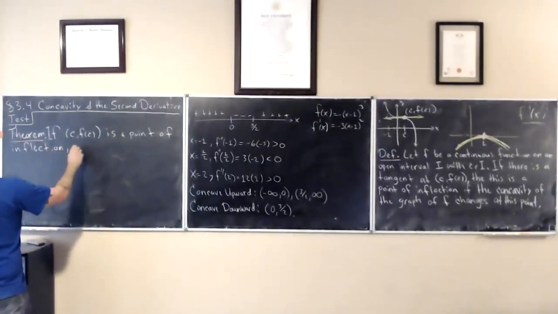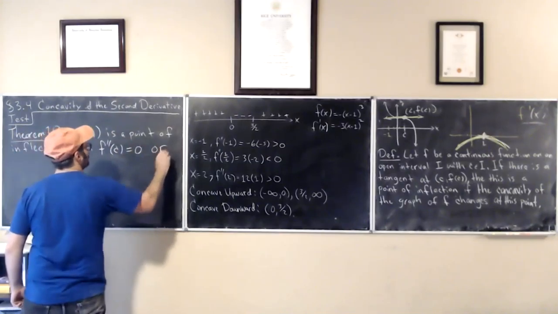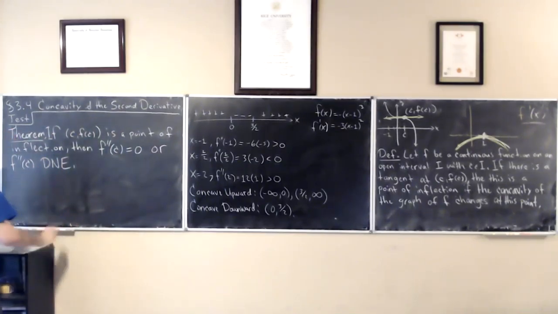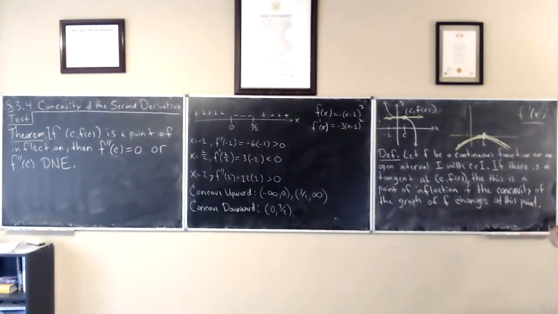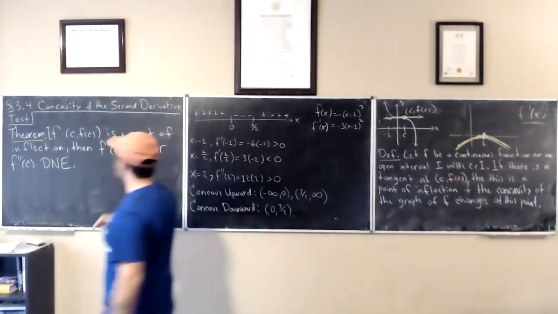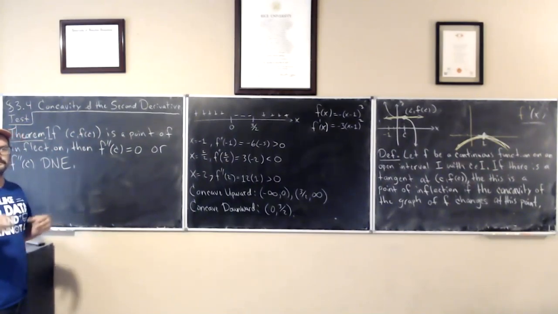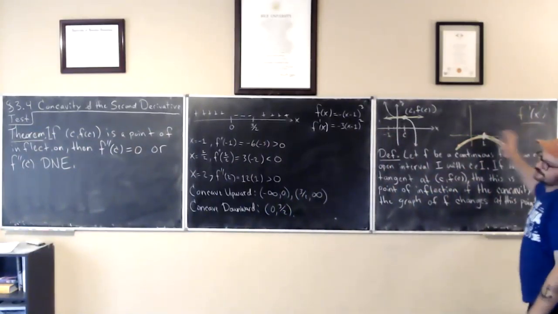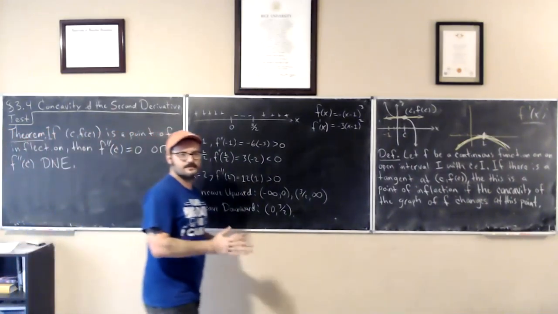We have the following addition. Then f double prime of c is equal to zero, or it doesn't exist. Because the points of inflection are where the first derivative changes from increasing to decreasing, which are the extrema of that. Just like we did in the lecture before, extrema occur when the first derivative is zero or doesn't exist. Since we're looking at extrema of the first derivative, then those extrema occur where the derivative of that, which is the second derivative, is equal to zero or does not exist. It's the same idea.